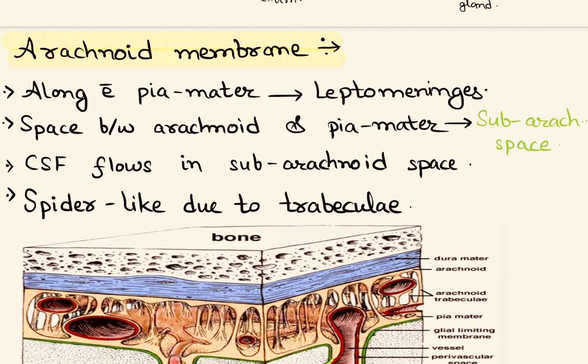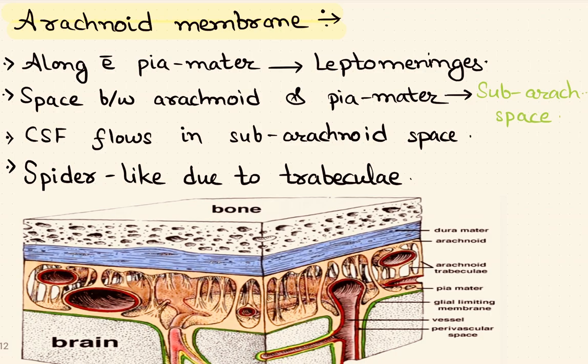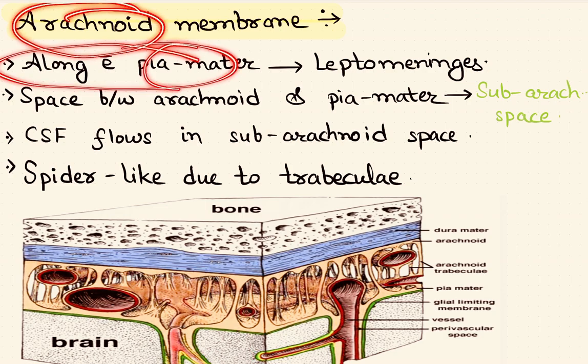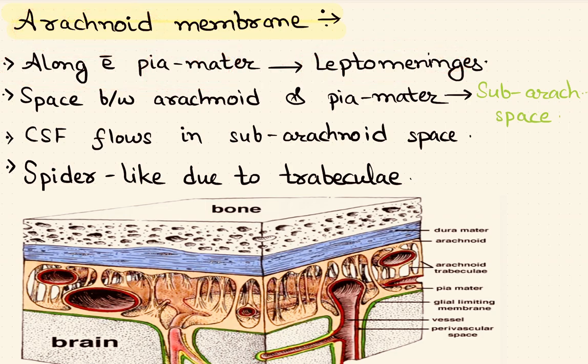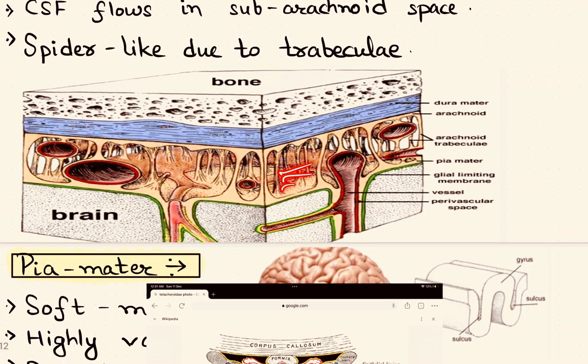Now the second or middle membrane, or meninge, is the arachnoid membrane. Why is it known as arachnoid? Because it has trabeculae in it. It is spider-like due to the trabeculae. That's why it is known as arachnoid. And the arachnoid, along with the pia mater, is known as the leptomeninges. Between the arachnoid and pia mater we find the subarachnoid space, and in that space trabeculae are also present, where the cerebrospinal fluid (CSF) also flows. This is the trabeculae and this is the cerebrospinal fluid flowing in the subarachnoid space.